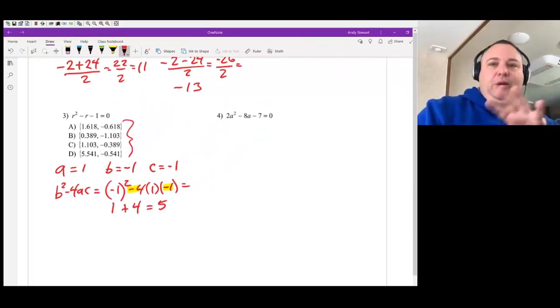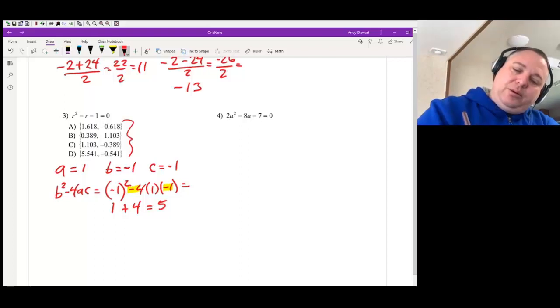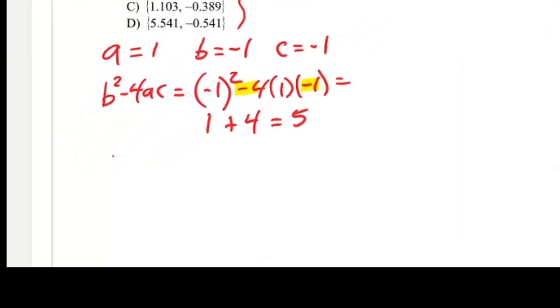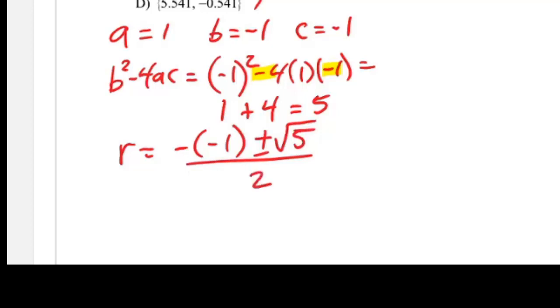That number, we can't take the square root and get a nice whole number from that. So that's called an irrational number. That's why all of the answers, if we go to decimal form, they've all been rounded. So I'm going to do the formula now. The variable is r. It's negative b. Look at that. If b is negative, you have a double negative, so it makes it positive. Plus or minus the square root of 5 over 2. Or just 1 plus or minus square root of 5 over 2.